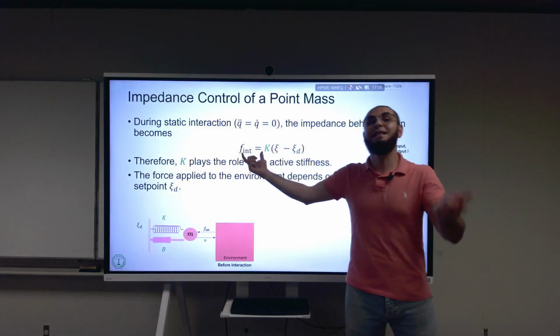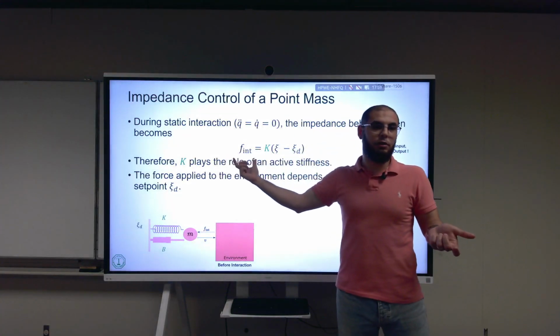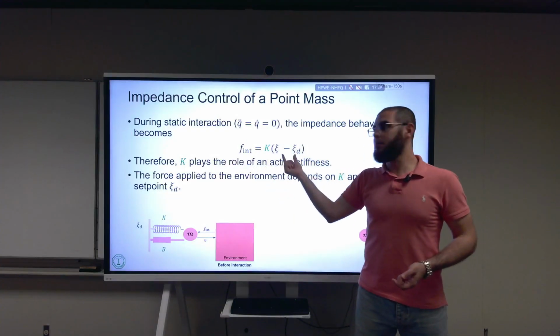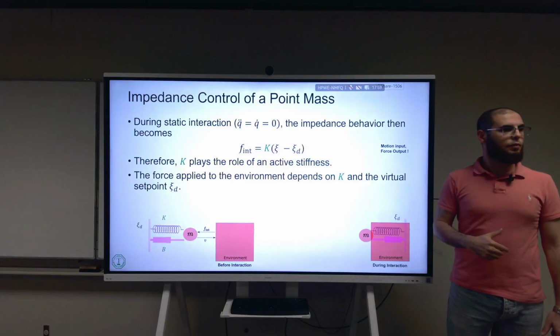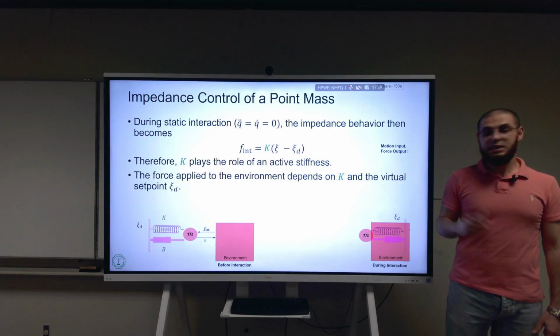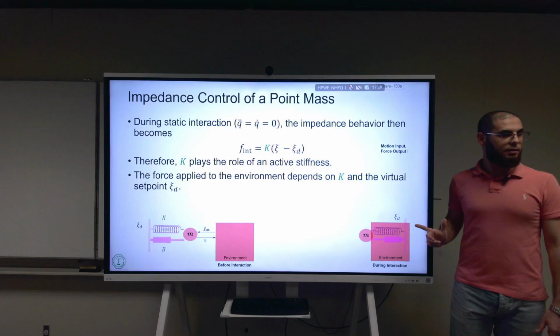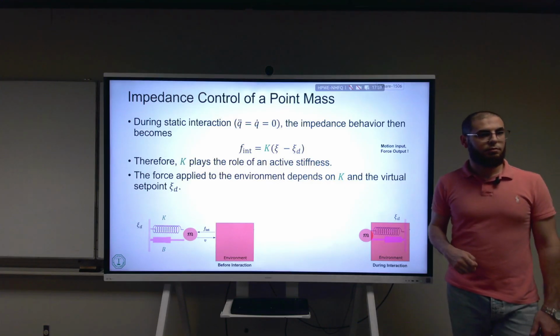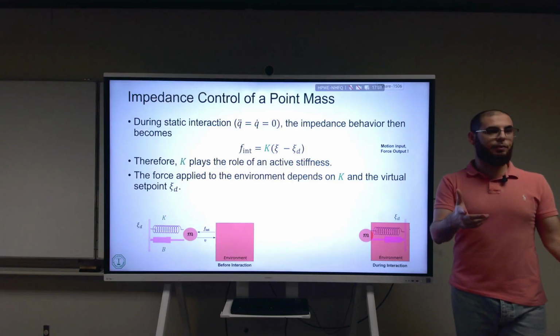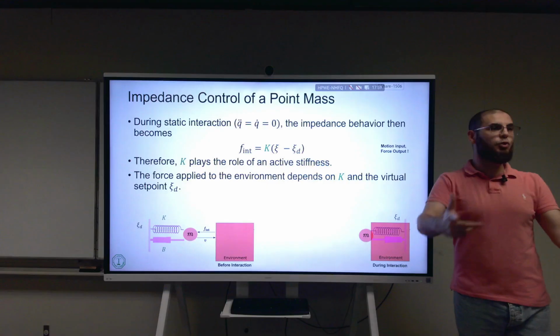No, but what is F interaction? That's the point. It has to be equal to K multiplied by psi minus psi desired. Psi desired is inside the wall, yes. Did we move psi desired to be inside the environment? Very easy. This is the desired point, right? You tell the robot where to go.